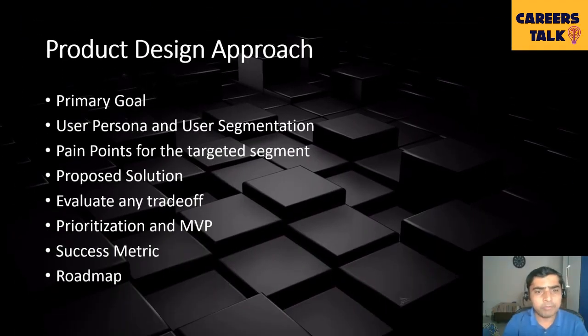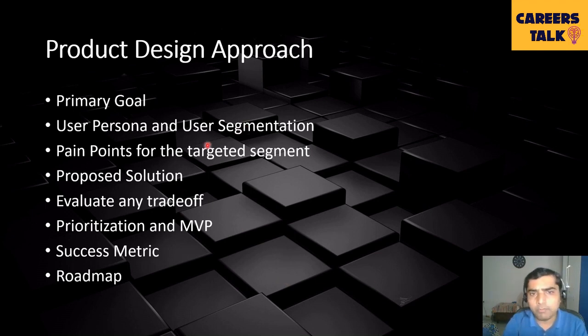In the previous slide, we were talking about the clarifying questions. We clarified all the doubts we had. Now, for designing this product, what approach am I going to take? We will have a primary goal, which we will cover in the next slide, where we'll show the primary goals we have identified. We will have a user persona. For the user persona, we have a cab driver and blind people.